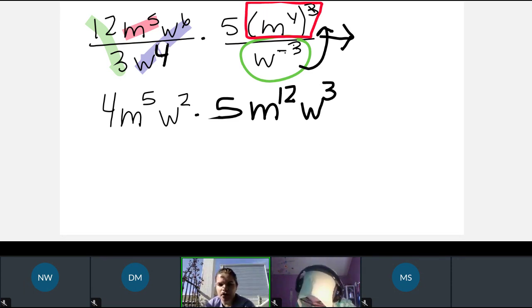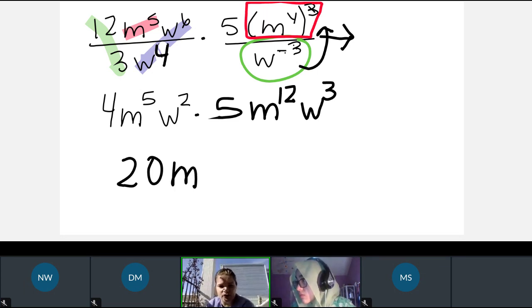So now this problem becomes multiplication. So 4 times 5 is 20. When I multiply polynomials, I add the exponents. So for m, it's going to be 5 plus 12, which is 17. For w, it's going to be 5.